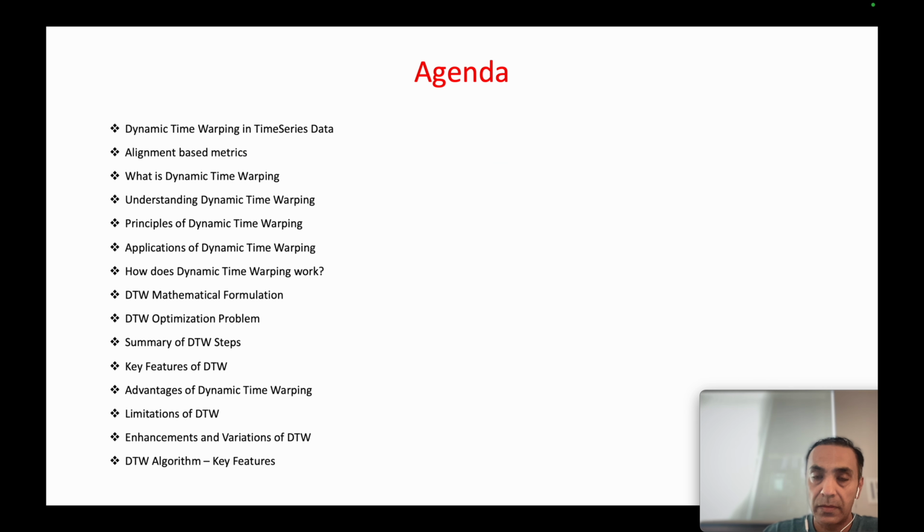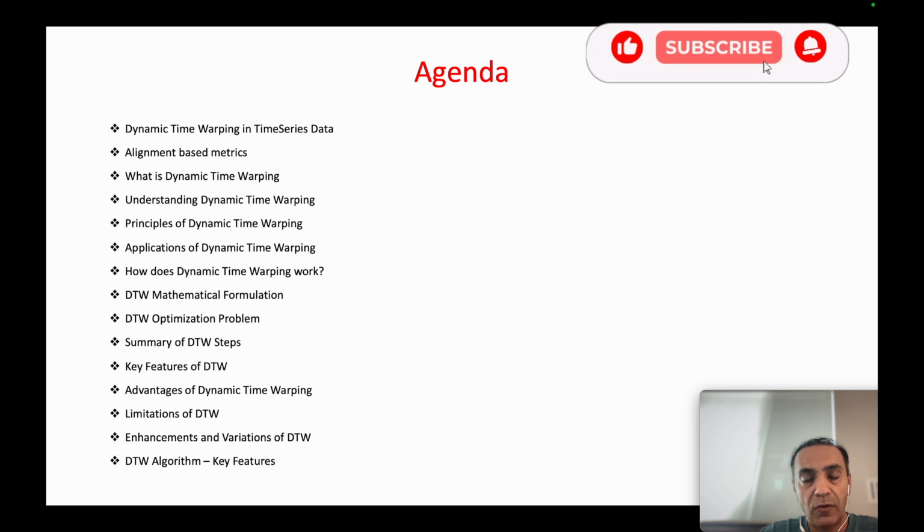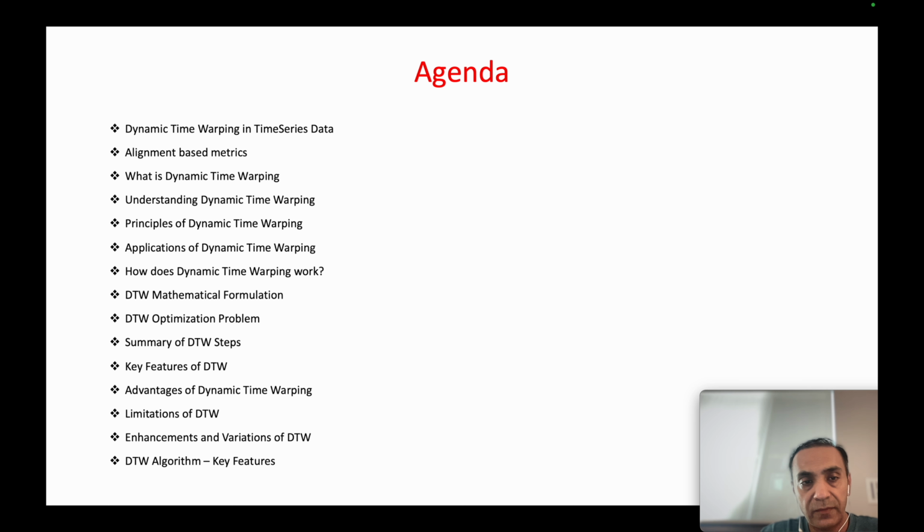So let's start. The agenda of this course is that I will describe dynamic time warping in time series data. Then I will describe alignment based metrics. Then I will describe what is dynamic time warping, then understanding dynamic time warping, and then the principles behind dynamic time warping. I will also show some applications of dynamic time warping, and then I will show how dynamic time warping works. Then I will show you DTW, which is the shortcut for dynamic time warping.